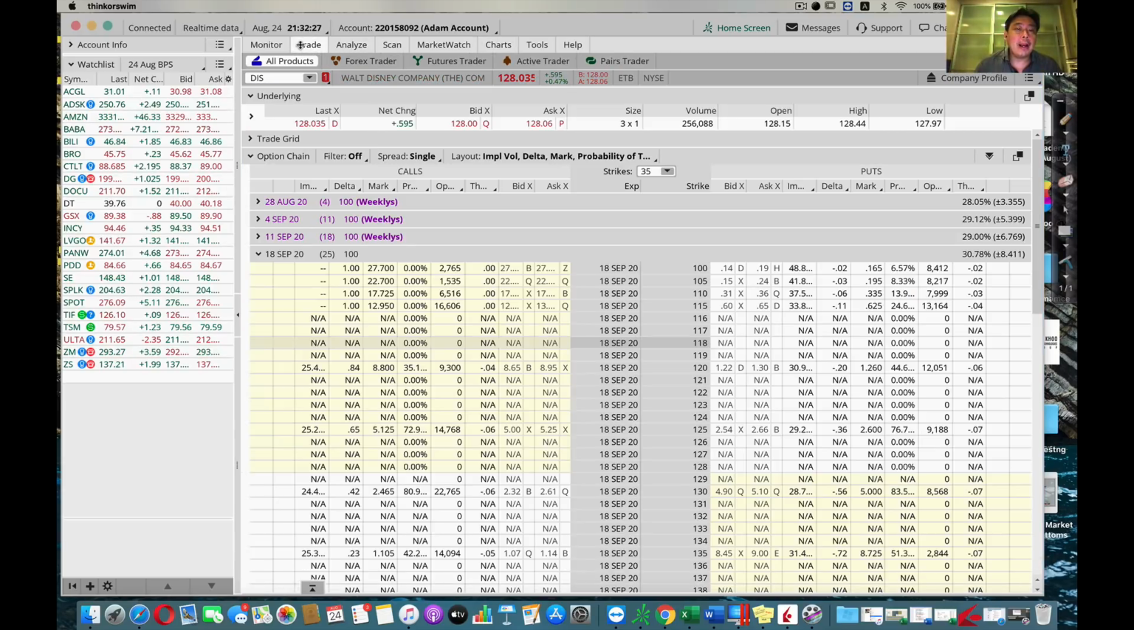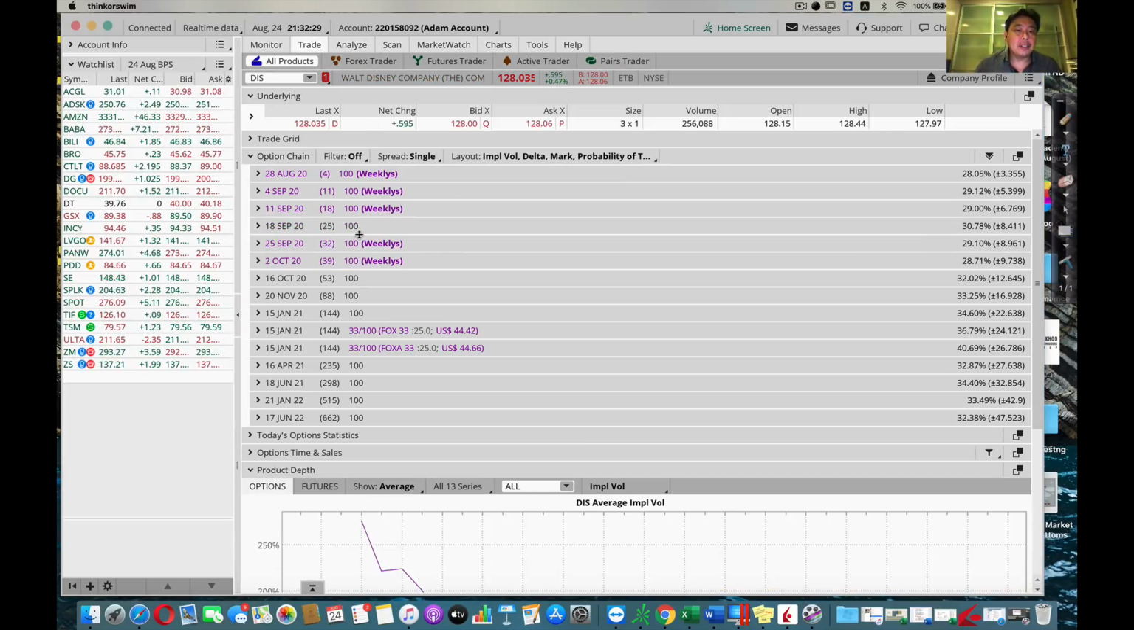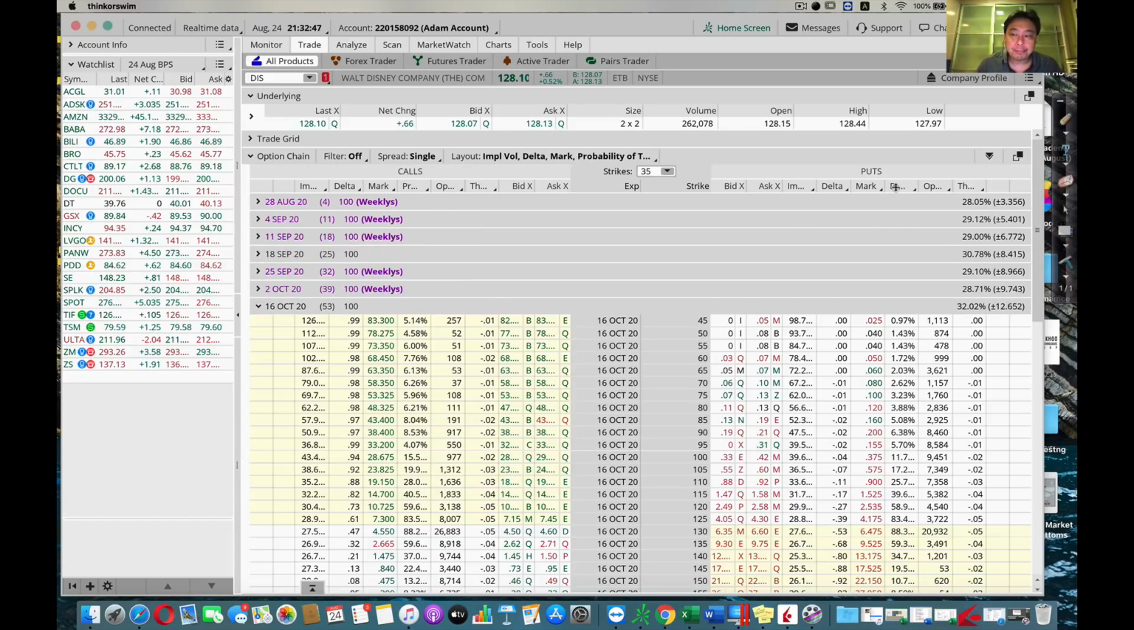So just go to trade, and the first thing is to choose a date to expiration. So usually if you're buying a straight call, you want to choose at least 60 days because you want to get out 30 days before expiration, right? So now there's no 60 days, so the closest is 53 days. That expires on the 16th of October. So I'm going to open that series up.